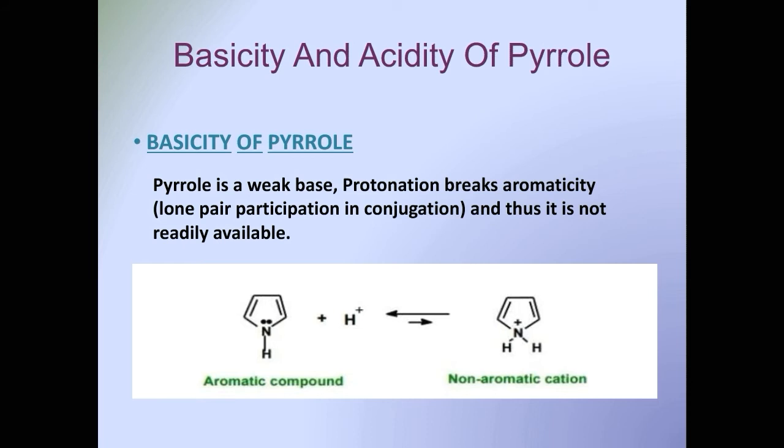It also shows 5 resonating structures. If a proton is added to nitrogen by reaction with acid, then the aromaticity is lost, so the pyrrole cation is very unstable.